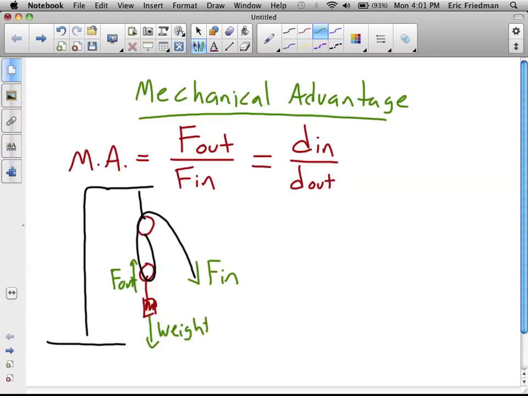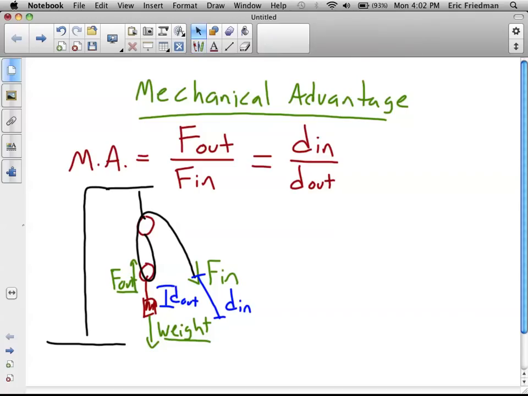So whatever the weight of that thing is in newtons, that weight is going to be equal to that force out. Now distance-wise, the distance in is how far do I pull on the rope over here? Distance in. And then the distance out is how far up does the weight move? D out. Now it doesn't really matter what your setup is, if it's a lever, if it's a pulley system, if it's some sort of other simple machine. The basic principles are the same.